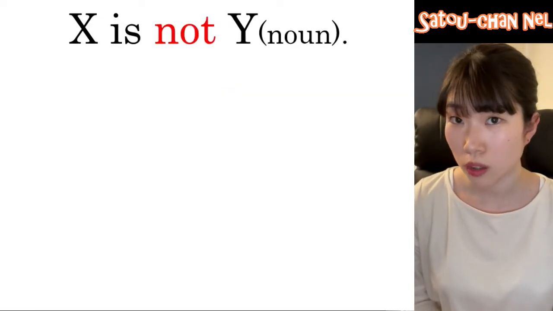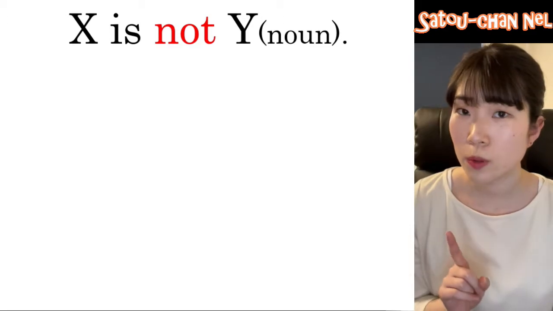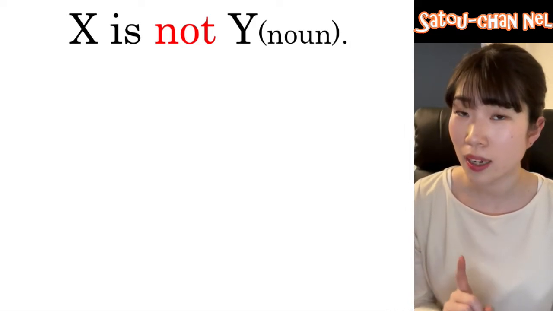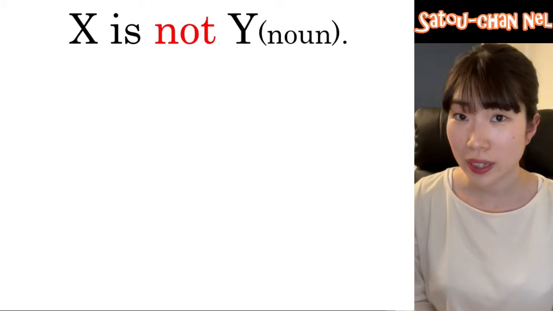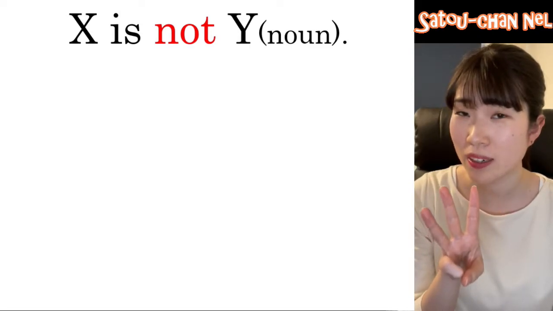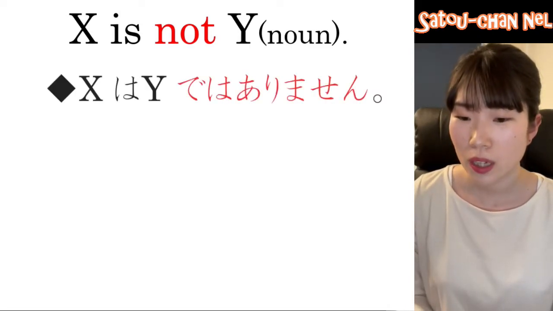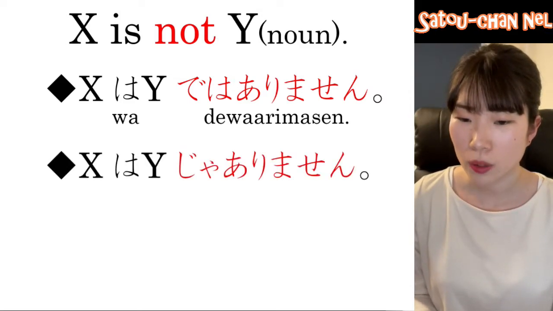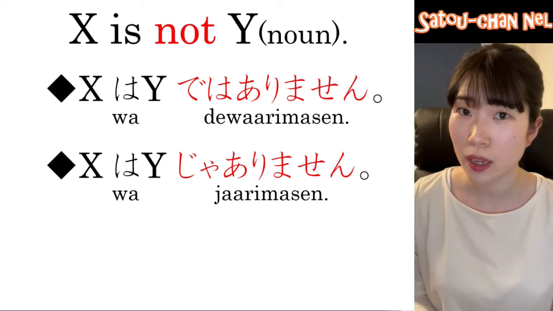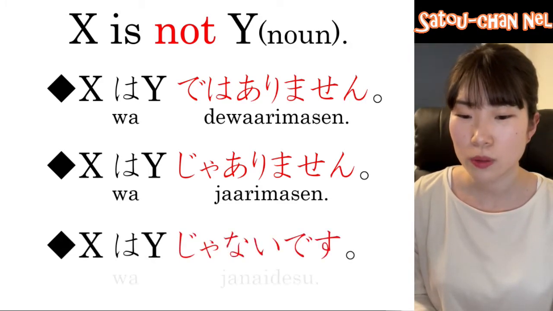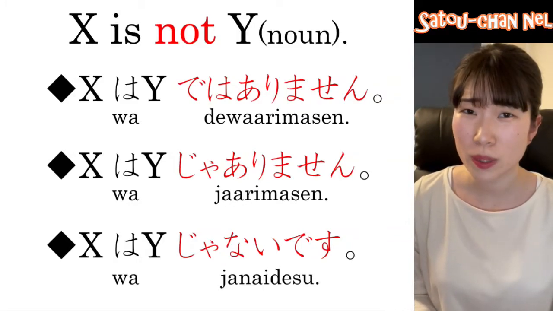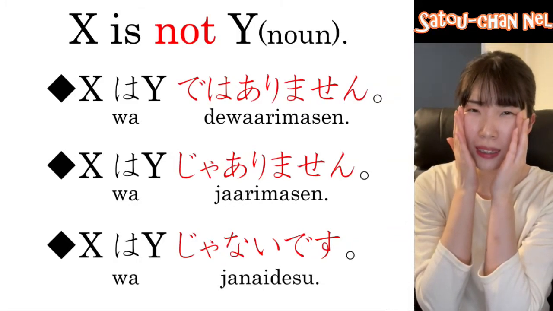X is not Y. If the Y is an adjective, we conjugate it differently, so please remember that this Y is a noun here. Basically, there are three different negative forms. X は Y ではありません。X は Y じゃありません。X は Y じゃないです。I know you must feel like, oh no, why so many?